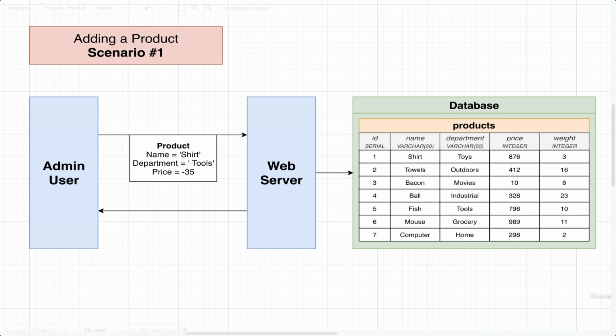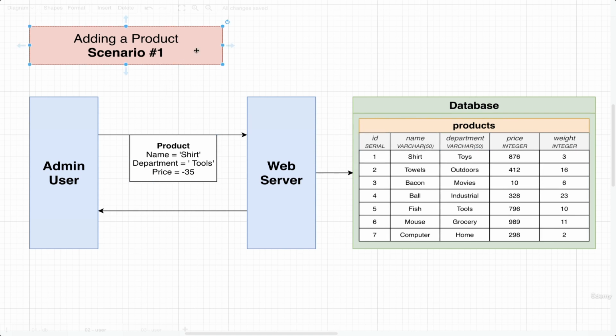In this section, we're going to start thinking about doing validation around a database. I want to first kick off this section by explaining two possible scenarios to you around our products table right here. So remember, our products table has an ID, name, department, price, and weight.